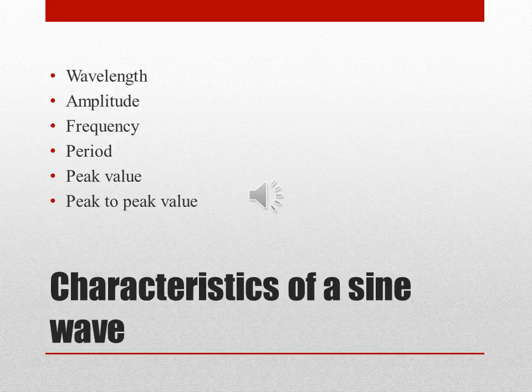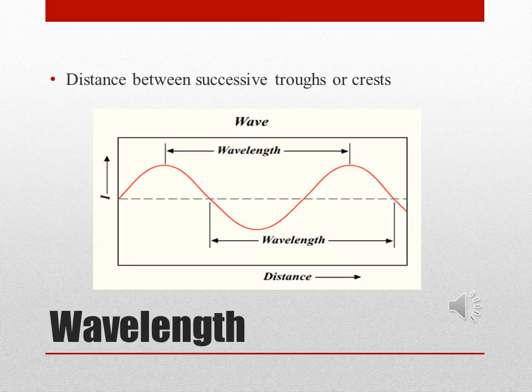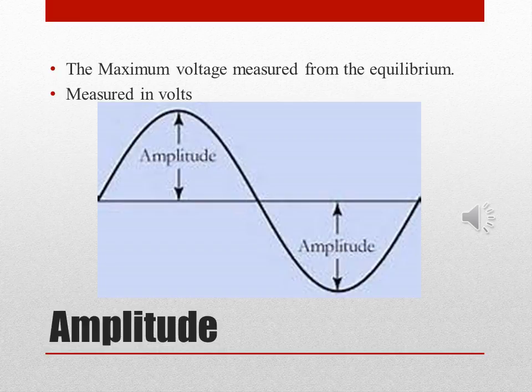The basic characteristics of a sine wave are the wavelength, amplitude, frequency, period, peak value, and peak-to-peak value. A wavelength is the distance between successive troughs or crests. This is demonstrated in the diagram below. The amplitude of a sine wave is the maximum voltage measured from the equilibrium, which can be seen in the diagram below. Amplitude is measured in volts.